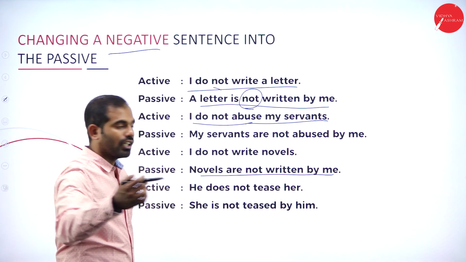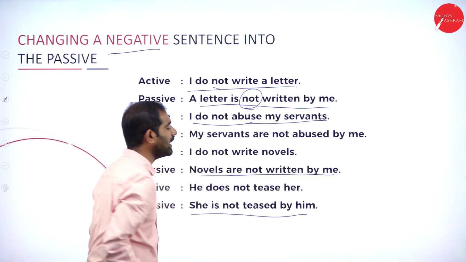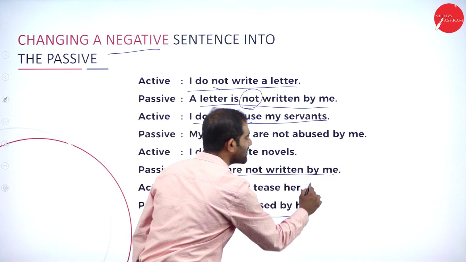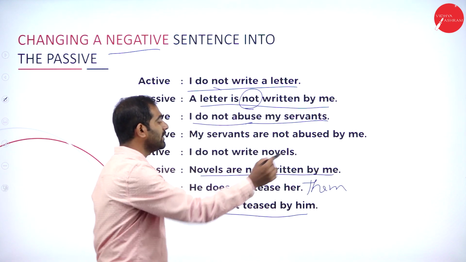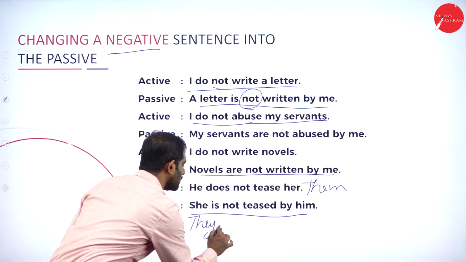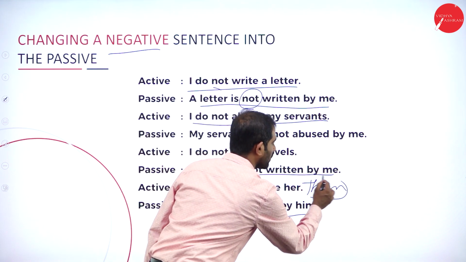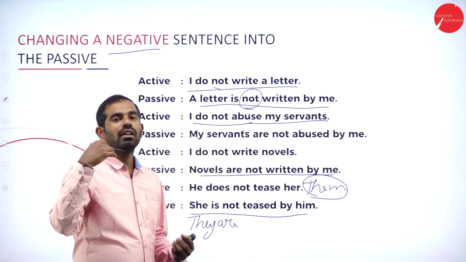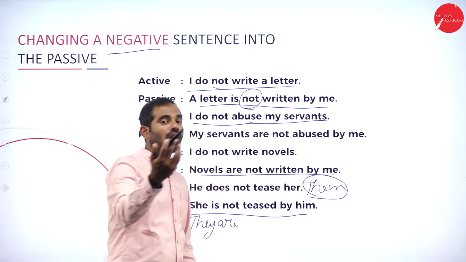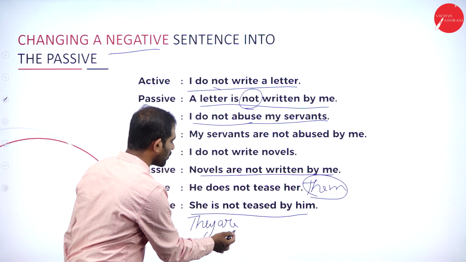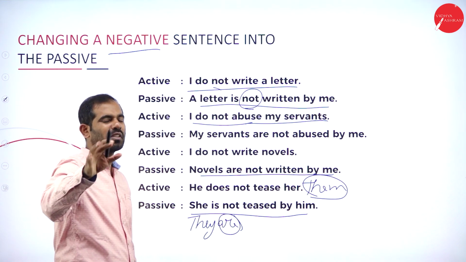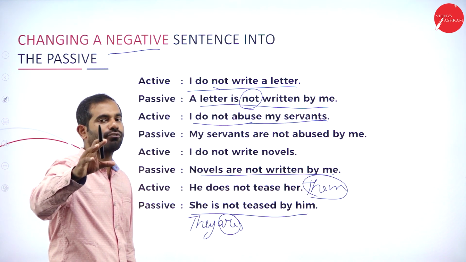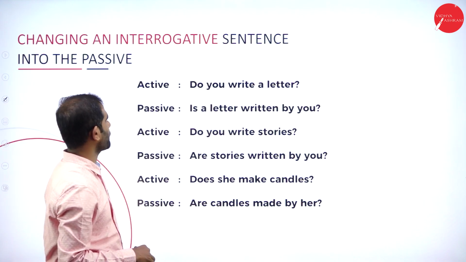He does not tease her. She is not teased by him. If the sentence is different, she does not tease them, then them becomes they. They are. Why? Because it is plural. Bahuvachana, we call it Bahuvachana, Ekavachana, right? So, depending on the object, we are going to use auxiliary verbs. Simple trick. It is just like mathematics. So try to know the rules, try to know the formula, and you can apply it.